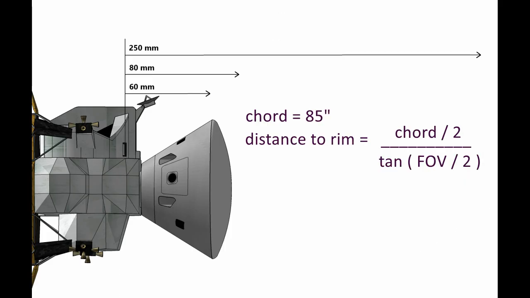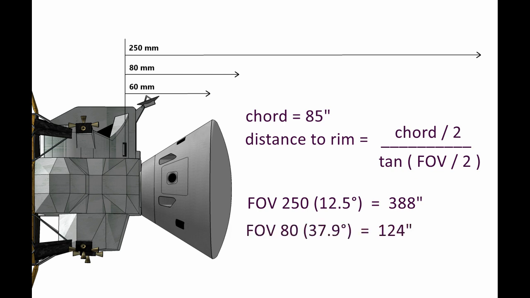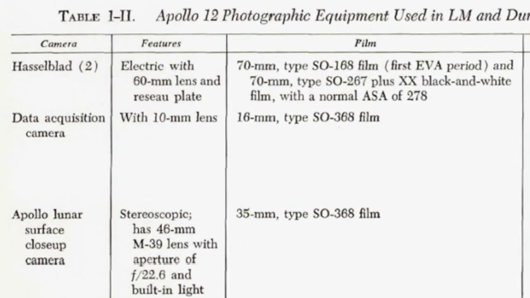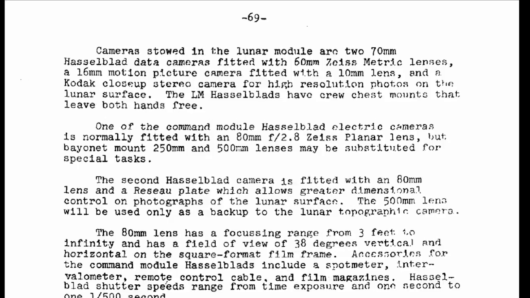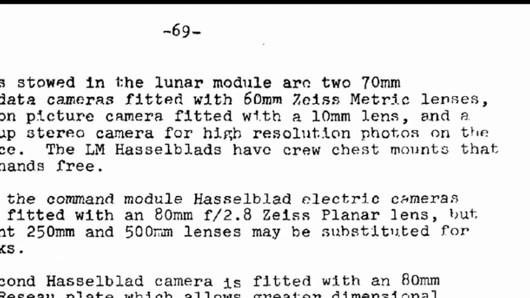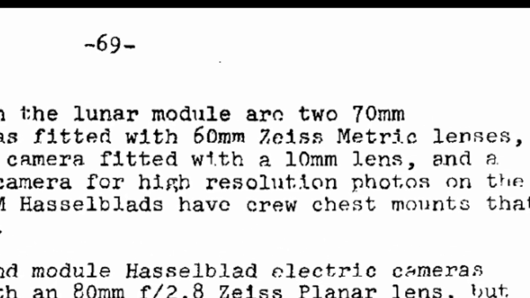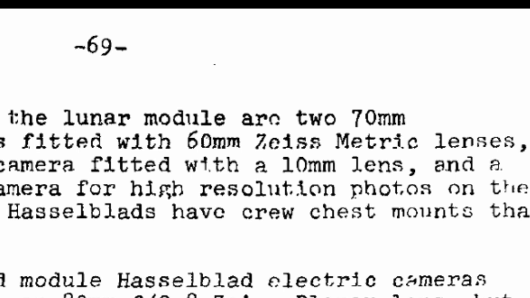The 250mm lens is a telephoto with a 12.5 degree field of view, so the command module rim would have to be 32 feet away. With a 37.9 degree field of view, the 80mm lens would place the rim at 124 inches away, which is still too far, so the lens used had to be the 60mm, which was included in all Apollo lunar surface missions, including Apollo 13. But there's no mention of a 60mm lens having been used anywhere in the post-flight reports or flight journal transcript.